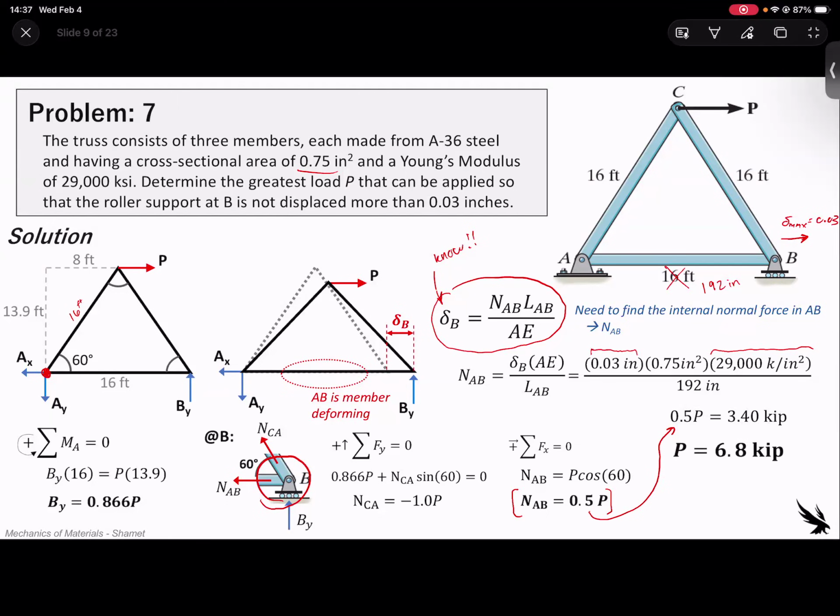So when we apply a load P at point C of 6.8, it will deform at B 0.03 inches. Maybe you'll need to design a triangle like this one day, and this will be helpful. But hopefully you can see the process of thinking, going from external forces to internal stresses to then determine the deformation requirements.